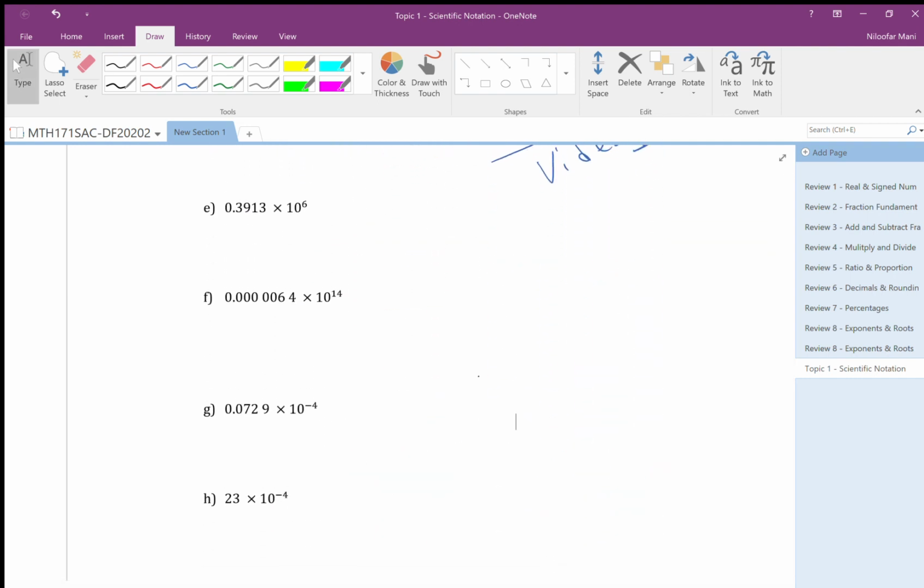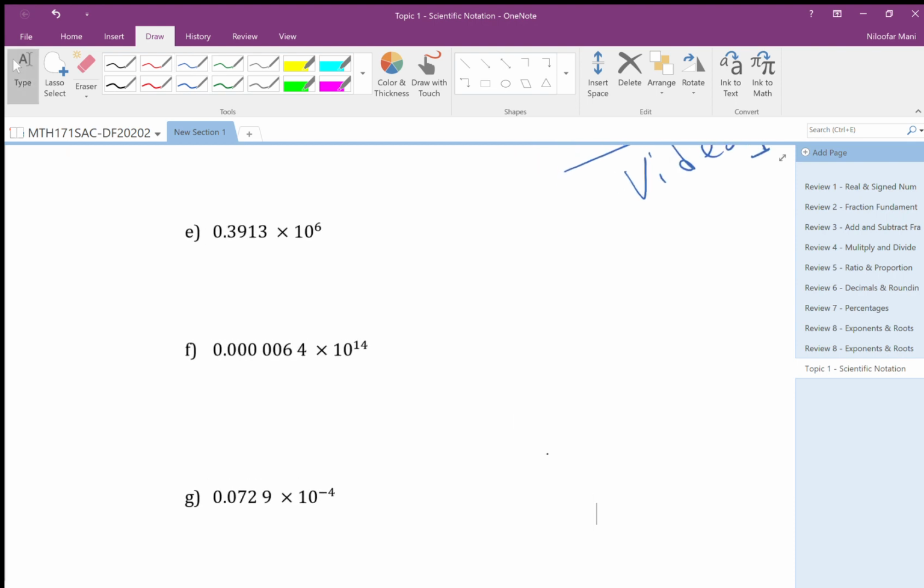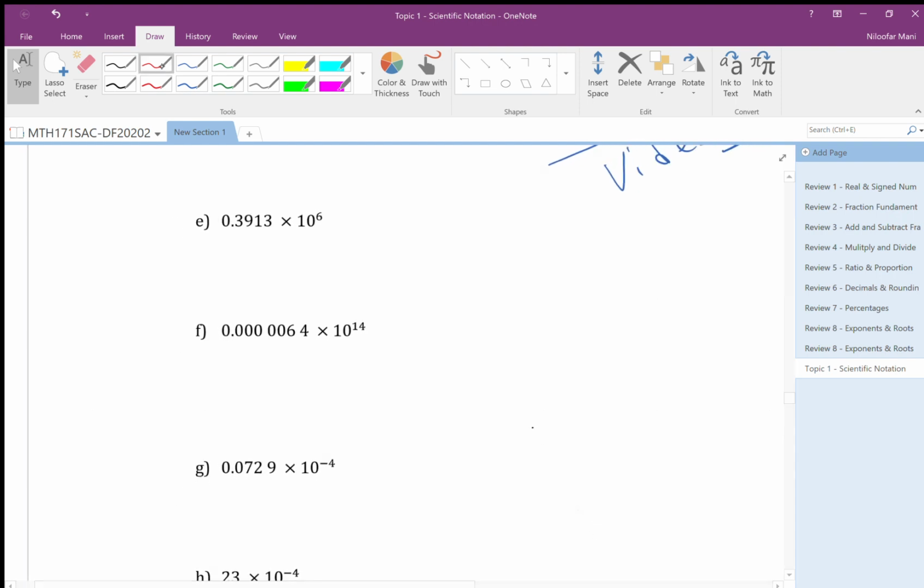The number of moves that I have is exactly the same as the number I see on top of the power, or the exponent of 10. Okay, so here I see this, so I have to move the decimal 6 to the right. Okay, so it is 0.3913 times this.